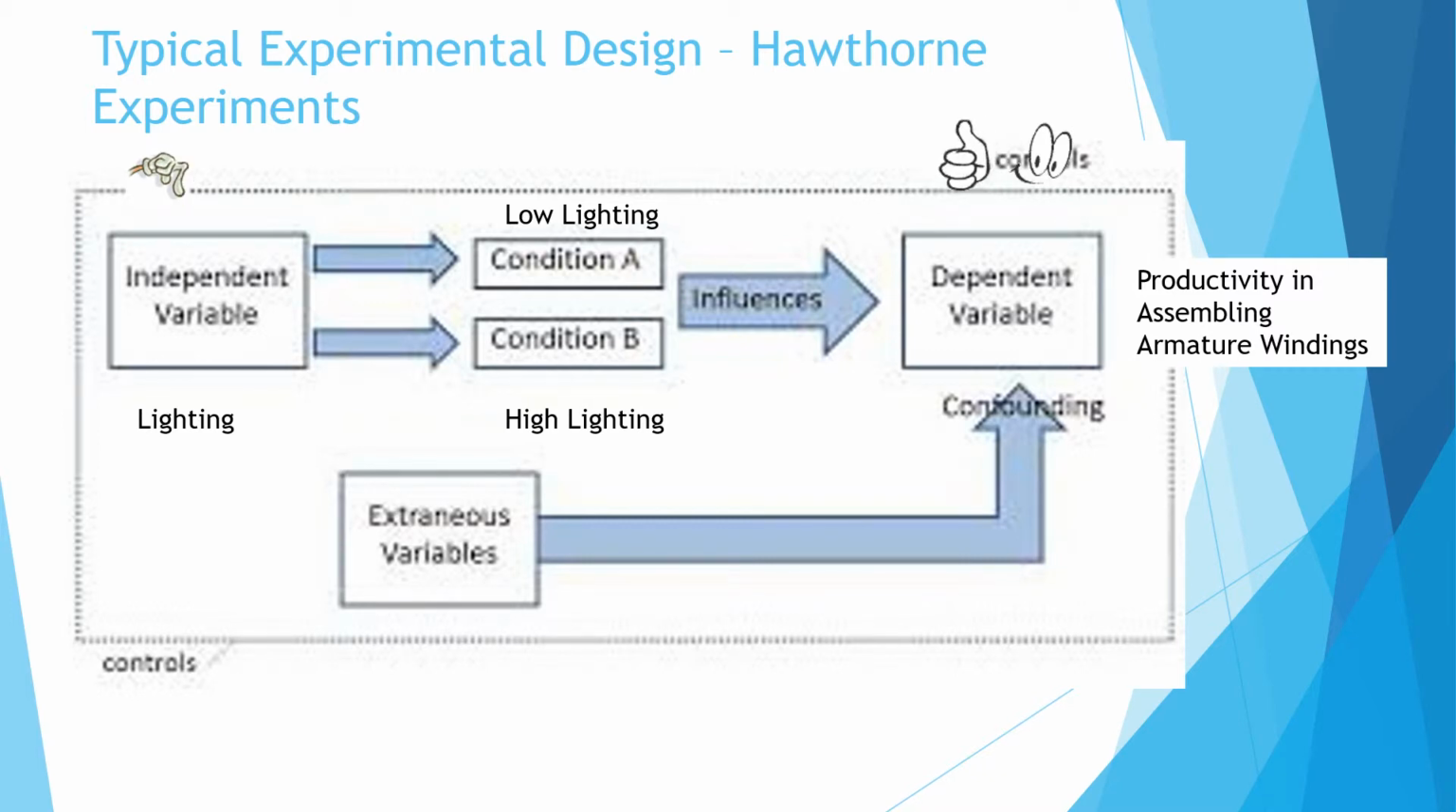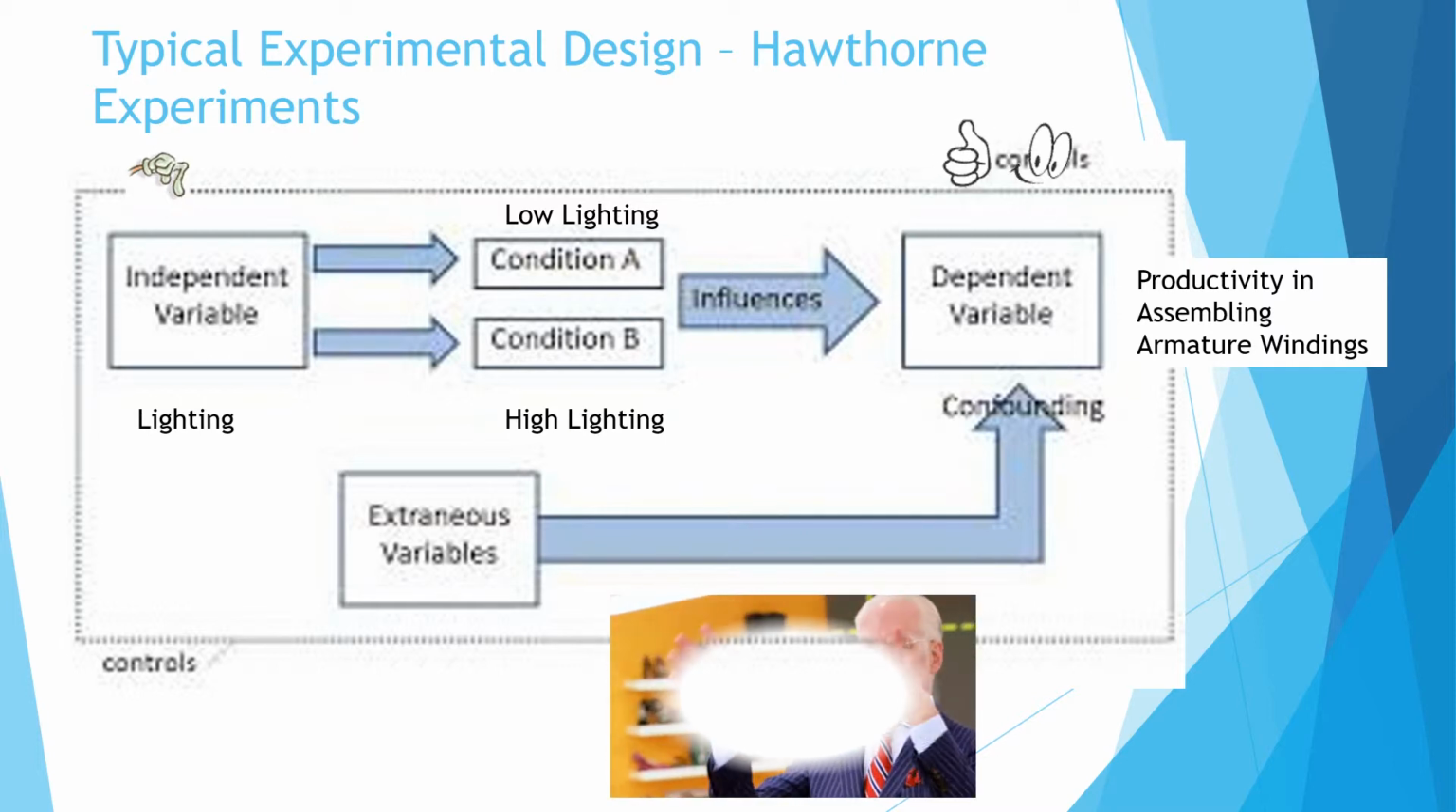Okay, so they could set the lighting so low that the workers could hardly see what they were doing and measure how many armatures they could produce. Then they could turn the lighting up high so everything was brilliantly lit, and then measure how many armatures the workers could produce, thinking that, well, maybe we can identify a relationship between working conditions and productivity.